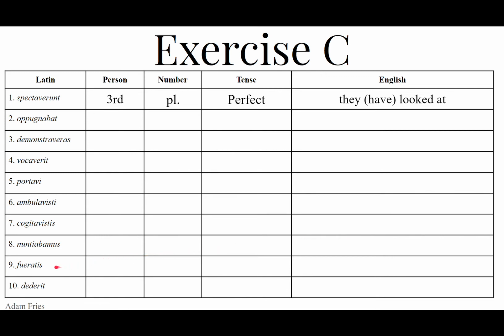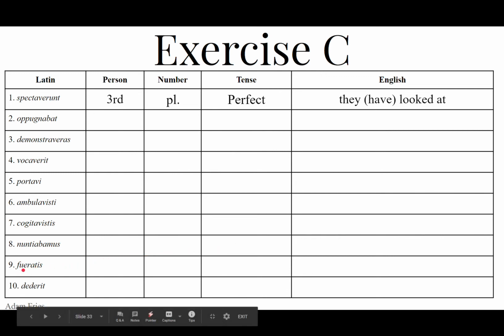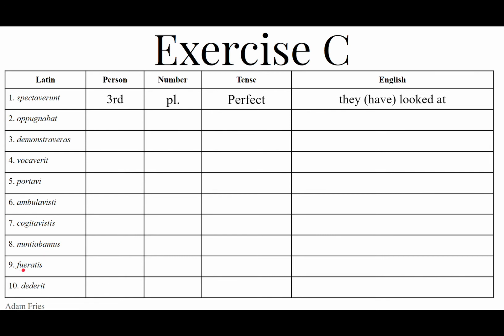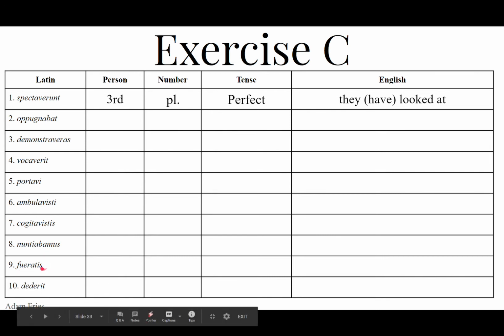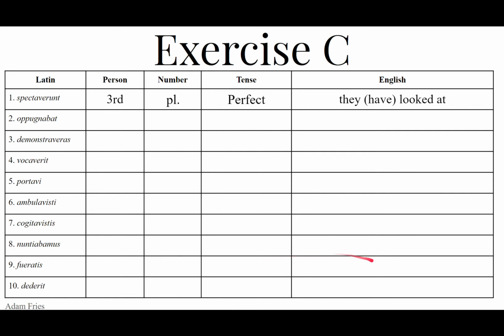Fueratis. It's your old irregular friend. Sum, esse, fui, futurus. Fueratis. The tis is second person plural. Era is the tense marker. So pluperfect. Eratis, pluperfect tense. So y'all had done this. Y'all had been. Ye had been.